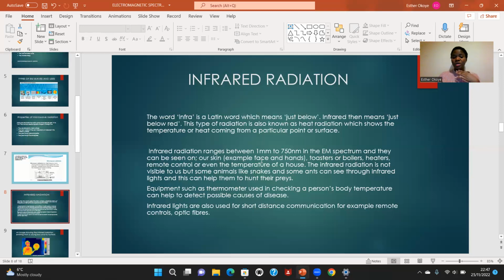Also heaters, remote controls, or even the temperature of a house. Infrared radiation is not visible to us, but some animals like snakes can see infrared radiation, and this helps them to hunt their prey. Equipment such as thermometers are very good for checking people's body temperature, which helps the doctor or medical professional to start making good judgments.